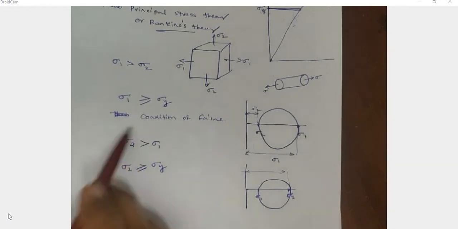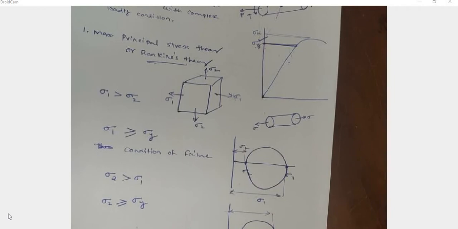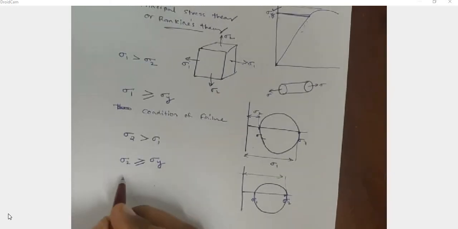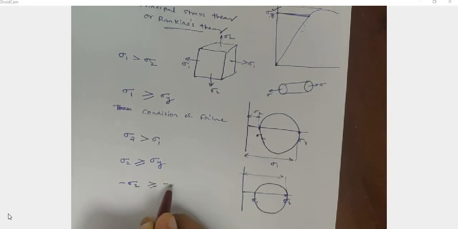Again, we can draw the same with compression also. Here the components are under tension. If it is under compression, the condition will be minus sigma 2 greater than or equal to minus sigma y, and minus sigma 1 greater than or equal to minus sigma y. This is the condition.